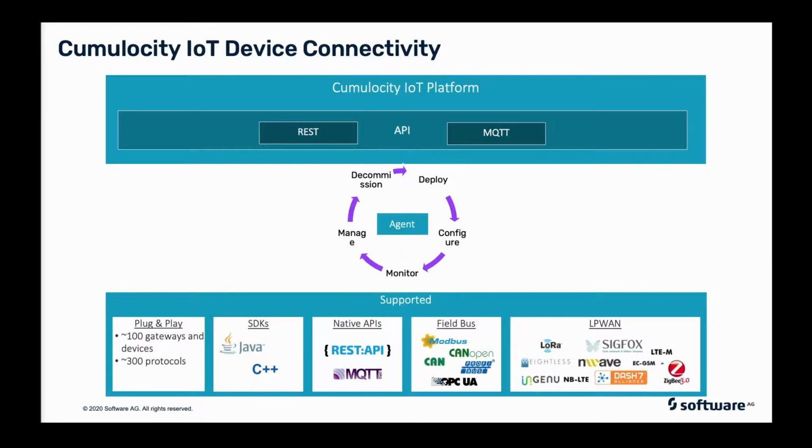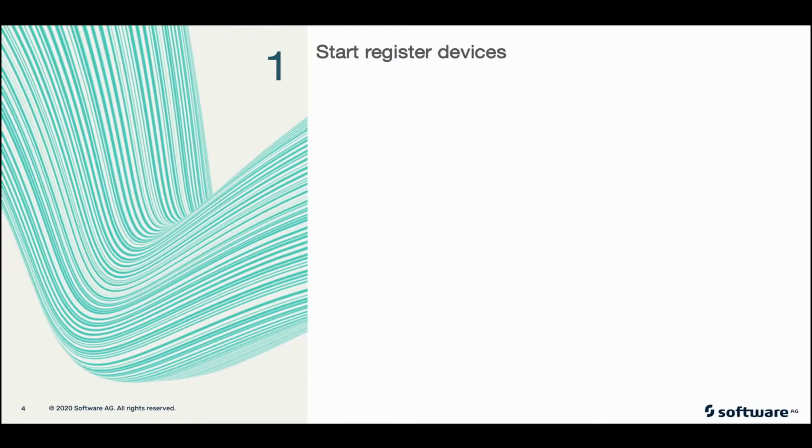For standard field buses, as well as for the LPWAN networks, so for example OPC UA, but also Modbus or LoRaWAN and Sigfox, we already have standard agents that can be used on devices or in containers, for example.